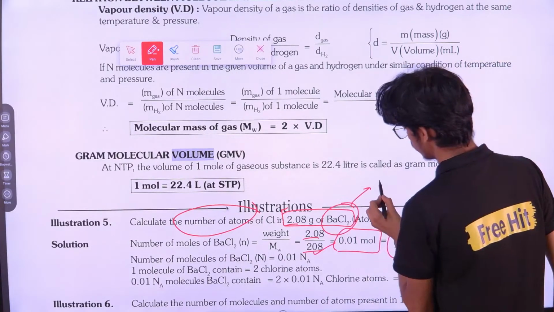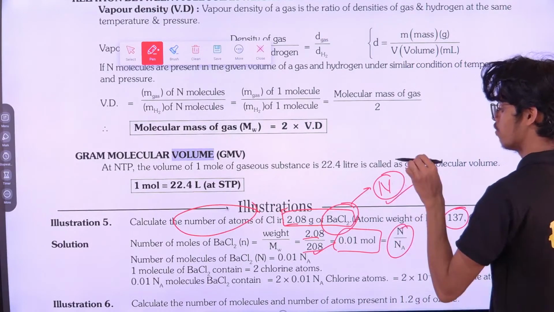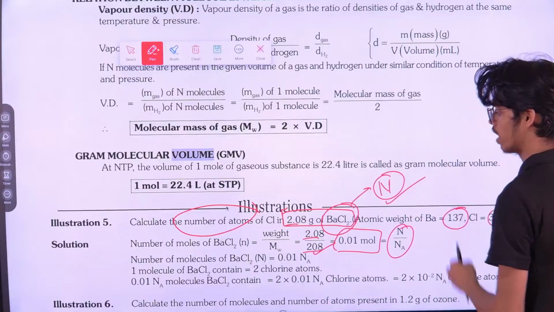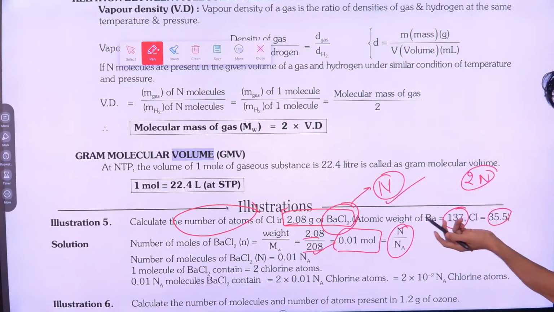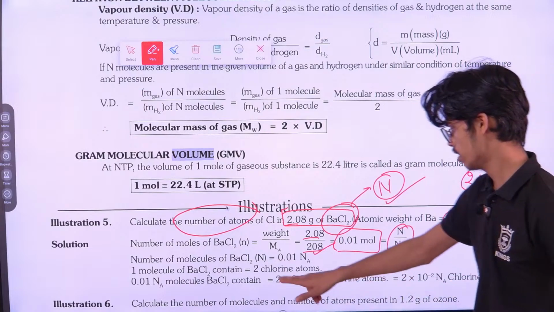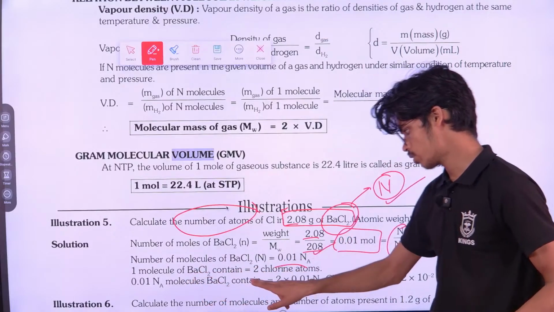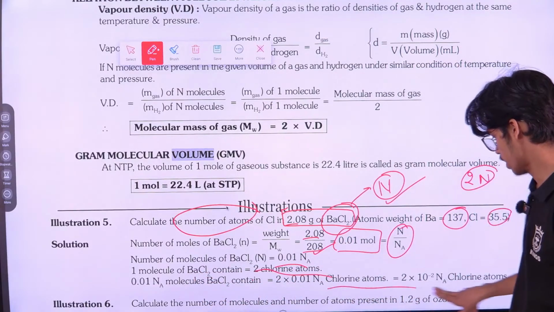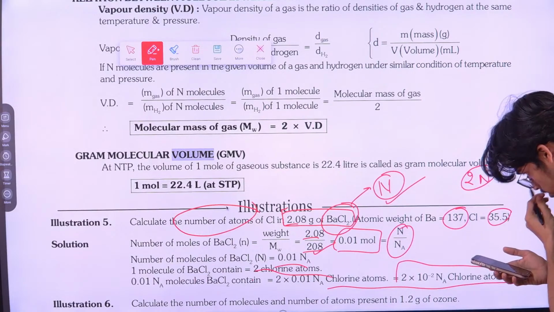So when you convert it into number of particles, suppose you get n number of particles, then in one particle of this there are 2 chlorine atoms. So n number of particles, there will be 2n number of chlorine atoms. Got it? That's it. It is as simple as that. So you can see 0.01 Na, then obviously in one BaCl2 there are 2 chlorine atoms, so you multiply by 2 and you get your answer as this. Understandable?